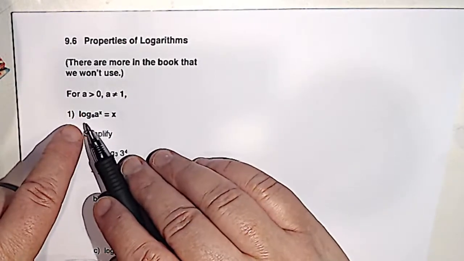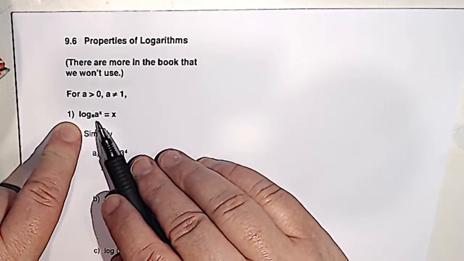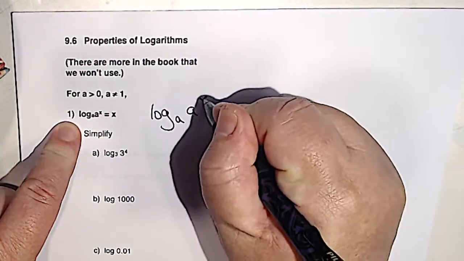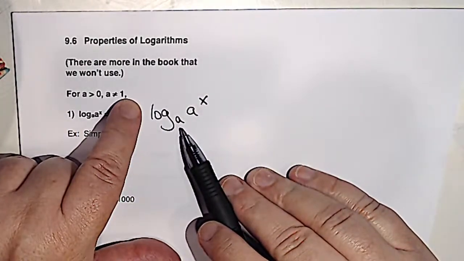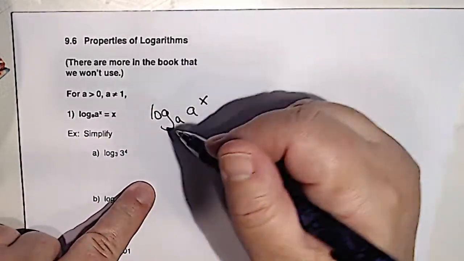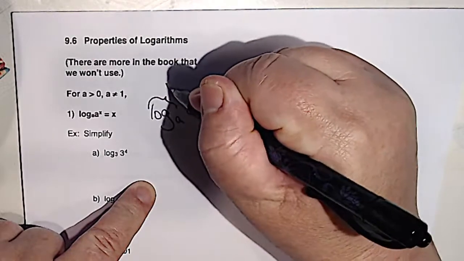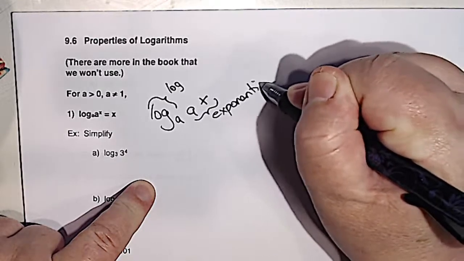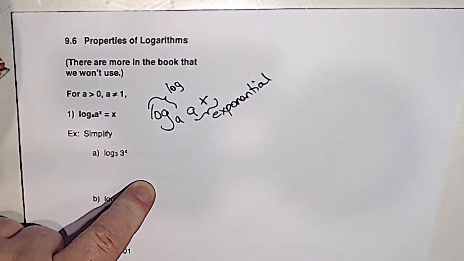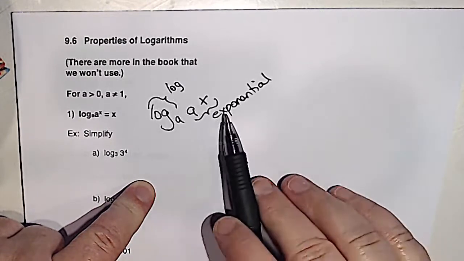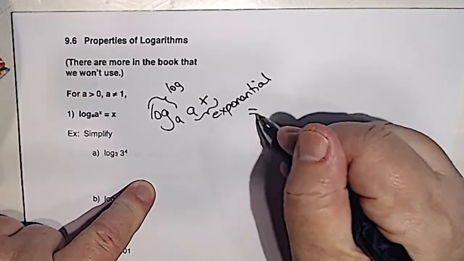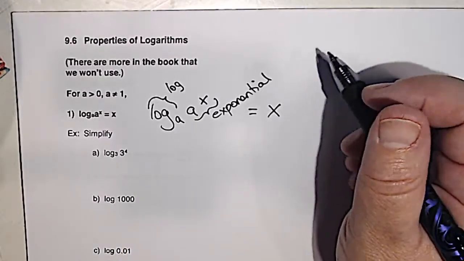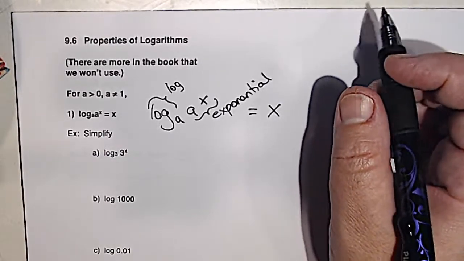So let's take a look at log base a of a to the x. Notice that I've got my logarithm and I've got my exponential. Here's the log, and here's the exponential. And remember how square root and square undid each other? Log and exponential kind of cancel each other out, and so all you get is x. They literally cancel each other out. They're inverses. So the next few problems will be really easy.